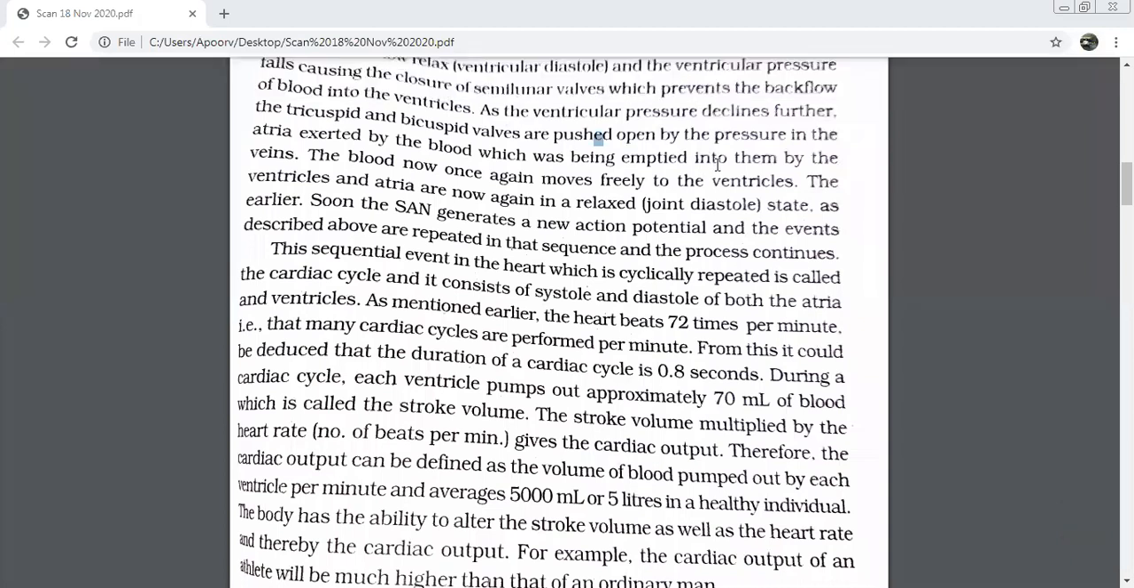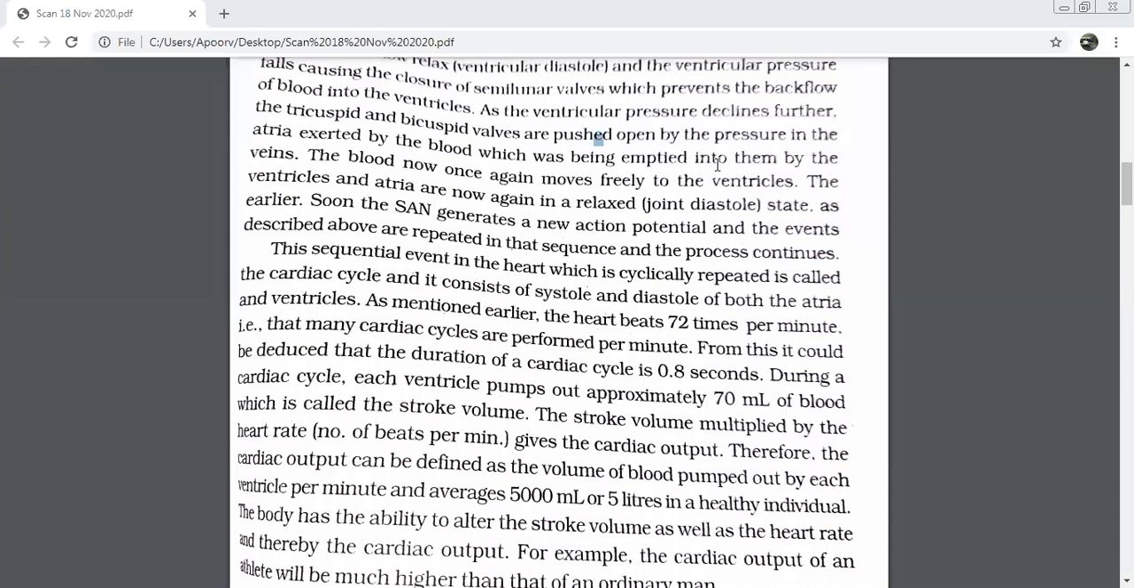And when I talk about liters in a healthy individual, then it is how much? 5 liters. Yes, it is 5 liters. The duration of a cardiac cycle in seconds? 0.8. 0.8 seconds. Very good.